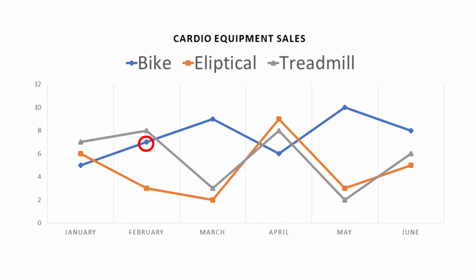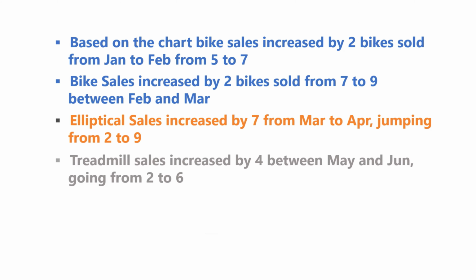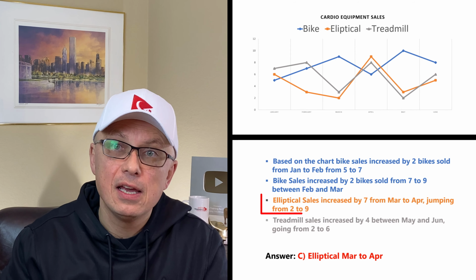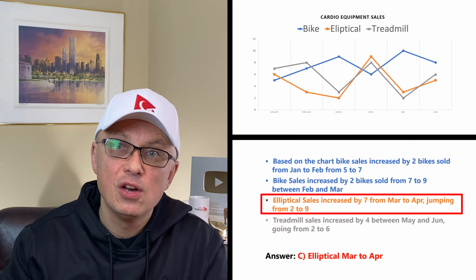Bike sales also increased by 2 from 7 to 9 between February and March. Elliptical sales, on the other hand, increased by 7 from March to April, jumping from 2 to 9. And treadmill sales increased by 4 between May and June, going up from 2 to 6. So the correct answer here is choice C, elliptical sales from March to April, because jump was by 7 from 2 to 9. Hopefully you've nailed this question and now know how to answer similar problems on the test.